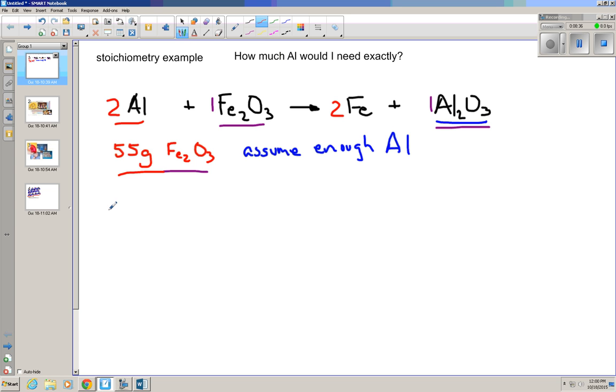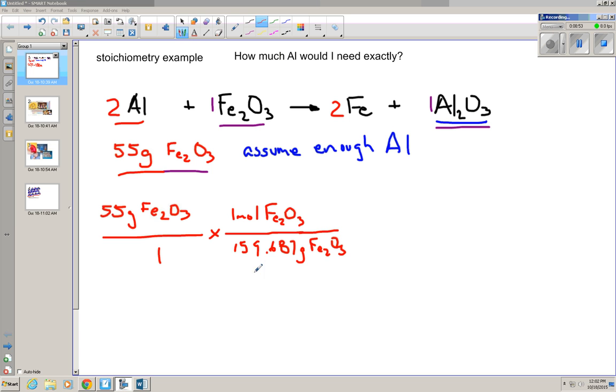Well, we do the problem exactly the same way. I am going to start the problem with 55 grams of iron oxide. So I have 55 grams of iron oxide. I put it over 1 just for fun. Now I have to convert it from grams to moles of iron oxide. So I am dividing by the molar mass of iron oxide, 159.687, and that is going to cancel grams of iron oxide with grams of iron oxide.